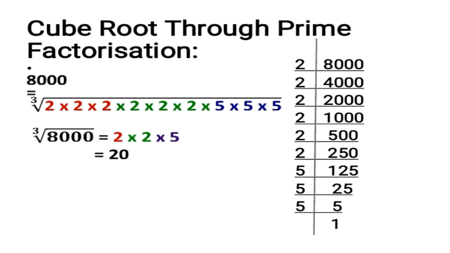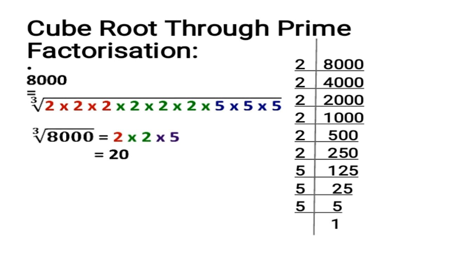See, 2 2s are 4, 4 5s are 20. So see what number I got? 20. So what is the cube root of 8000? See students, when I multiply 20 three times, I get 8000.